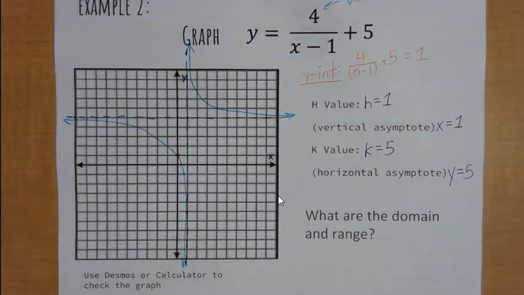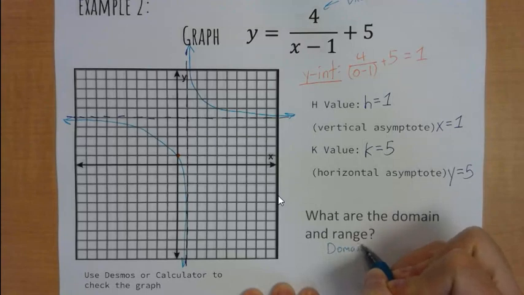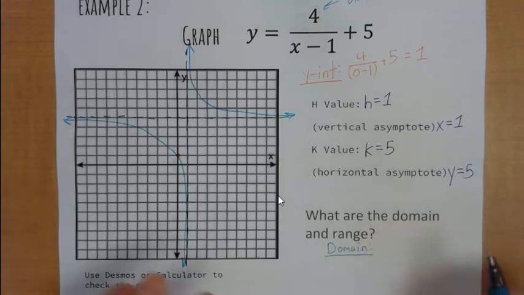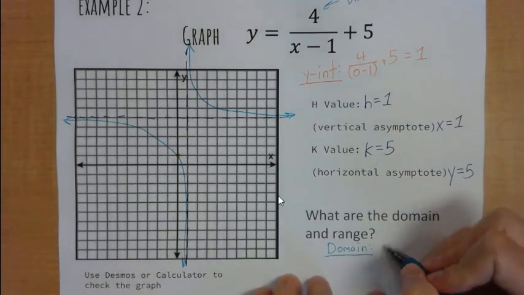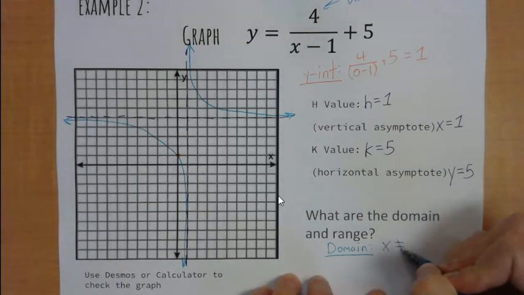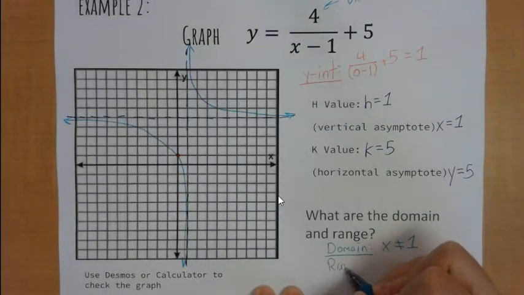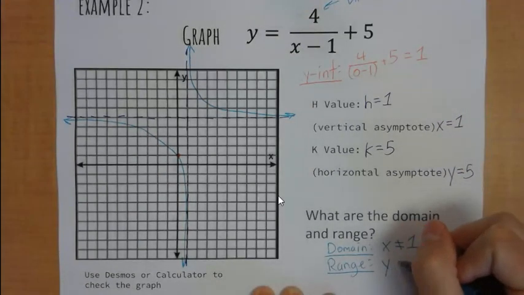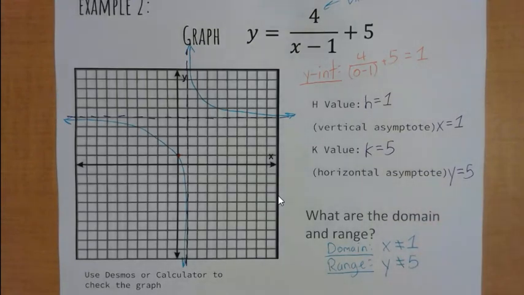So our domain of this function, now we know that our vertical asymptote was at x equals 1. So our domain is just going to be x can't equal 1. Can't divide by 0, just like before. And then our range is going to be y is not equal to our horizontal asymptote, which was 5. And that completes example number 2.